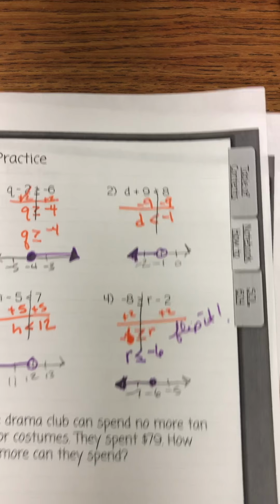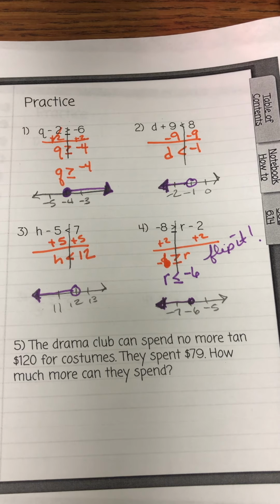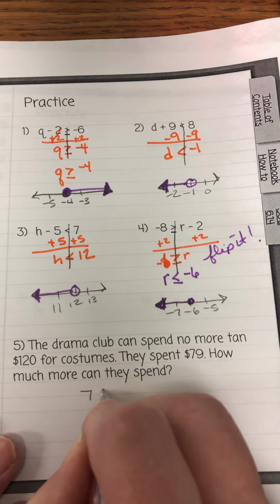Alrighty, so our last little bit, we have a word problem here. And we have to take it and write it in as an inequality, and we have to solve it. So the drama club can spend no more than $120 on costumes. 120 is the max, not 121, but 120. They've already spent 79. So how much more can they spend? So let's write our inequality. So we know they've spent $79.